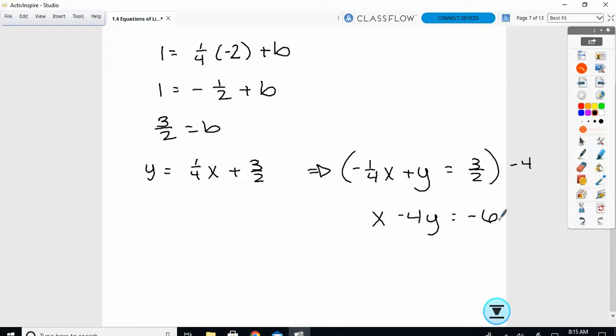Is it Ax plus By equals C? Yes. Is A positive? Yes. No fractions or decimals? Are all these coefficients divisible by anything? No. If it were like 2x minus 4y equals -6, you would have to reduce it, but we can't, so that's our standard form.